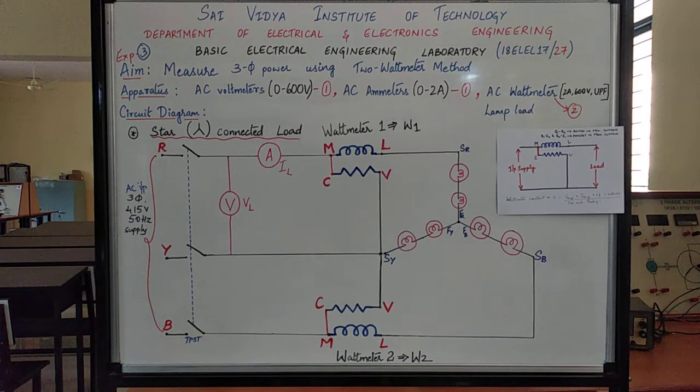In Experiment 2, previously, we learnt about the relationship between line and phase quantities in AC of star and delta connected loads. In today's session, we are conducting Experiment 3 and learning to measure the three-phase power using two-wattmeter method for both star and delta connected loads.